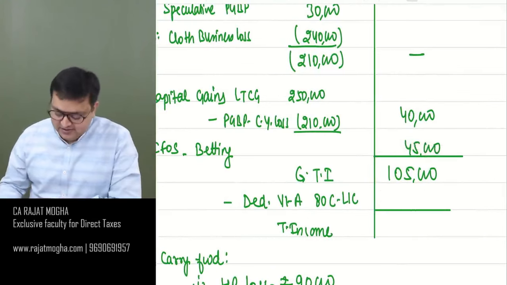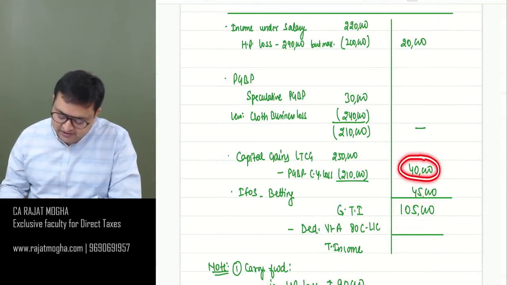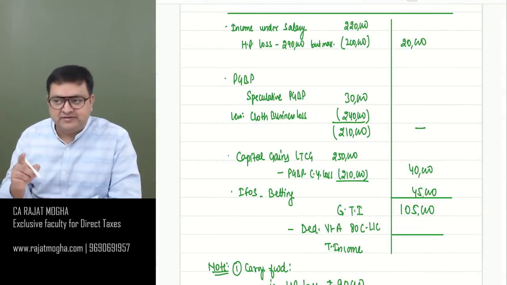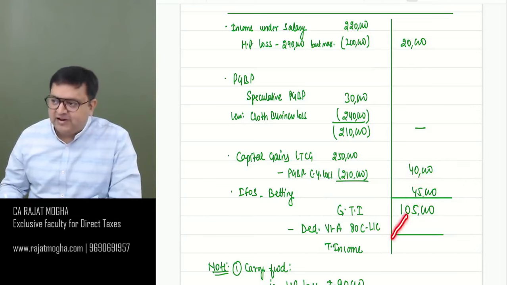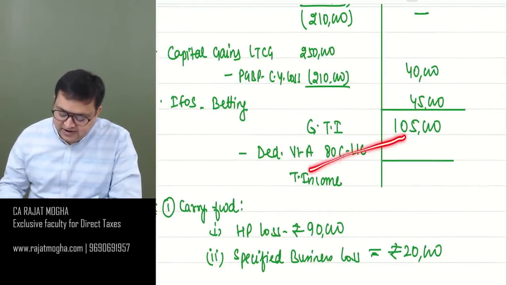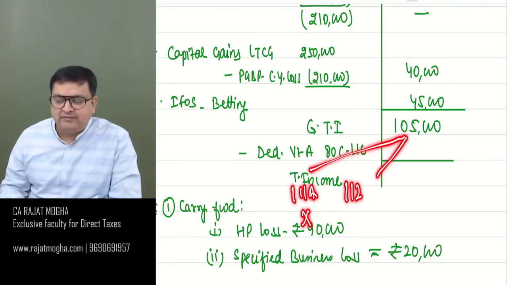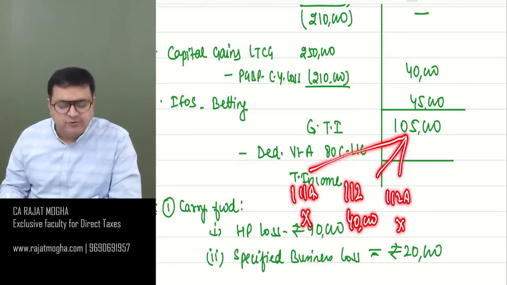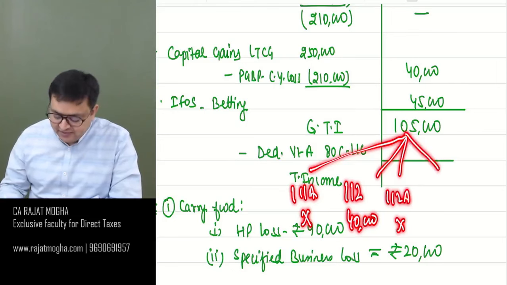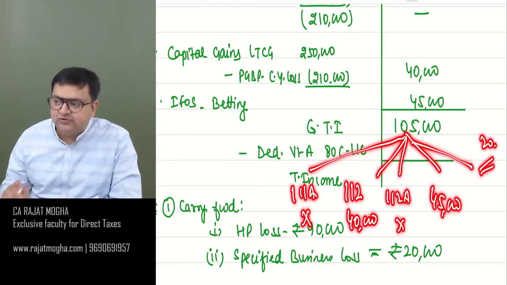This is the GTI. What does it consist of? It consists of long-term capital gain 40, which is special income. IFOS betting casual income is special. Do we have 111A? No. Do we have 112, long-term capital gain? Yes, 112, 40,000. Do we have 112A, long-term capital gain on equity shares? No. Do we have casual income? Yes, 45,000. And the remaining income, the balancing figure, comes to 20,000 rupees.